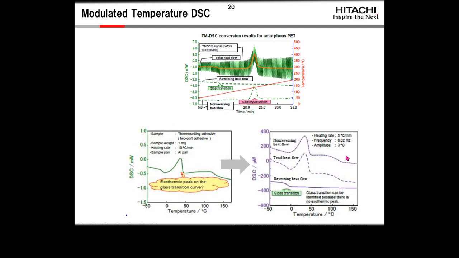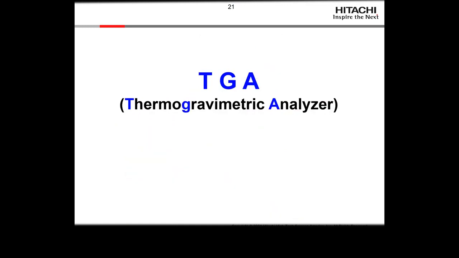So it can clean up dirty glass transitions. It can take away the loss of water from a transition. So there are a lot of applications of this technique. Now, that is a very quick summary of DSC. So what we'll move to next is TGA.